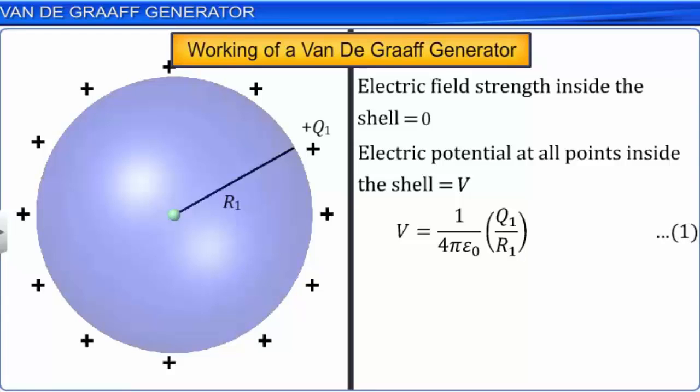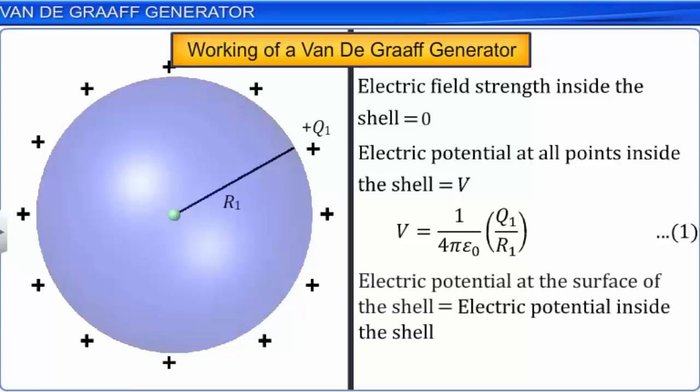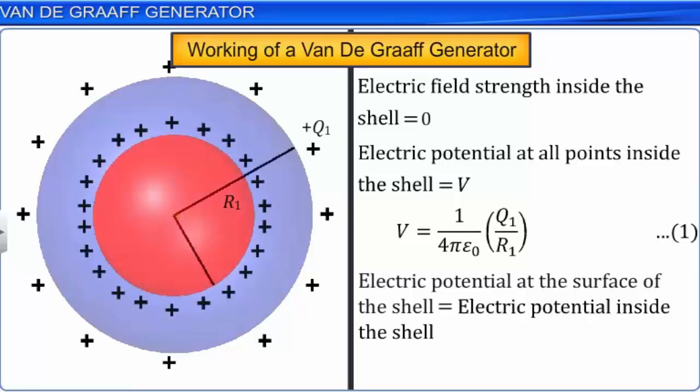We also know that the electric potential at the surface of the spherical shell is equal to the potential inside the shell. Let us assume that there is another smaller concentric sphere of radius R2 with a charge Q2 on it. Now let us consider the potentials at the surfaces of the inner and the outer spheres. Let the potential at any point A on the surface of the inner sphere be VR2. This potential is due to the charge on both the spheres.